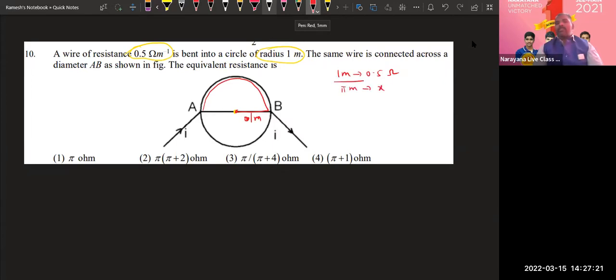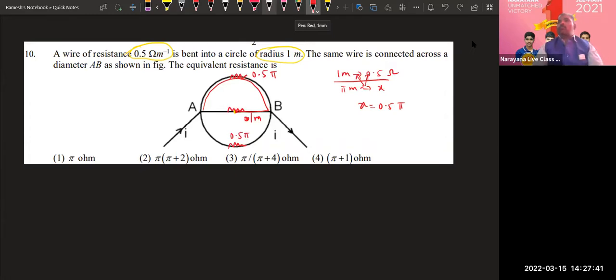As per the data, 1 meter has 0.5 ohm, so pi meter has some x ohm. I will divide them by each other, so I will do cross multiplication. What can you write? X equals 0.5 into pi ohm. This resistance is how much? 0.5 into pi. In fact, this resistance is also how much? 0.5 into pi ohm. This middle resistance is how much?